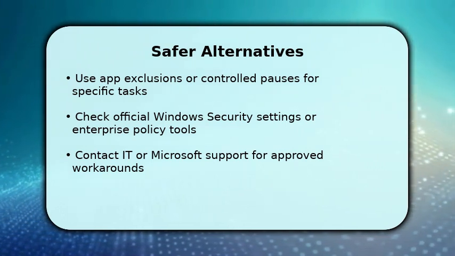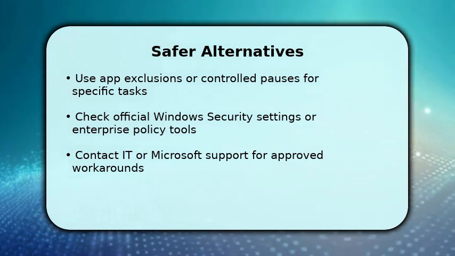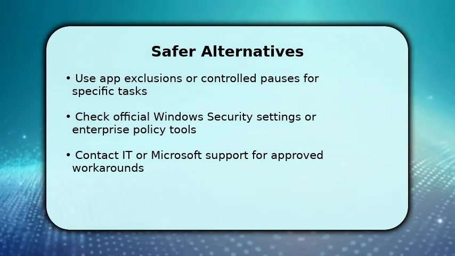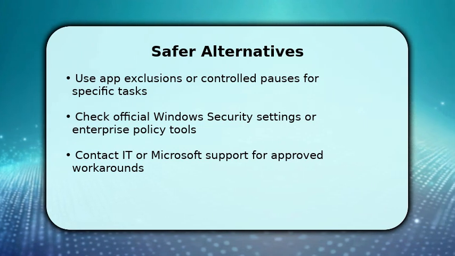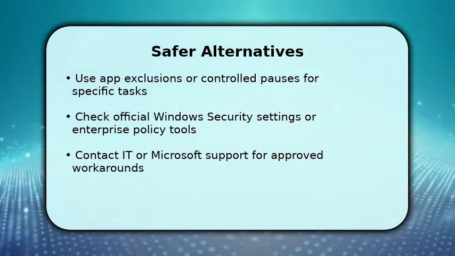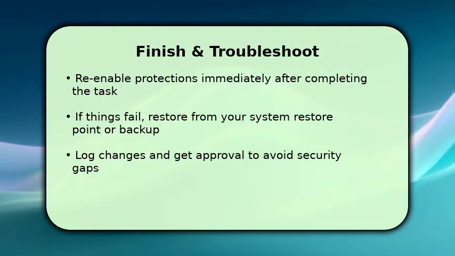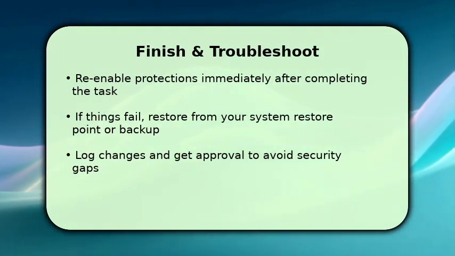If you're on a company device, coordinate with your IT team so changes comply with policy. If a false positive blocks legitimate software, document the issue and seek vendor or Microsoft support. To finish responsibly, re-enable all protections as soon as your task is complete, and verify system health.